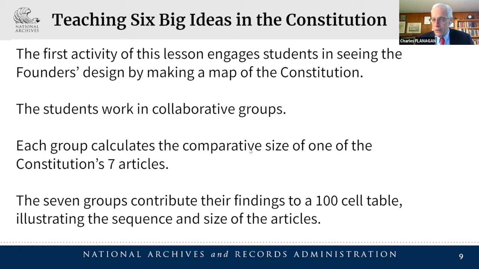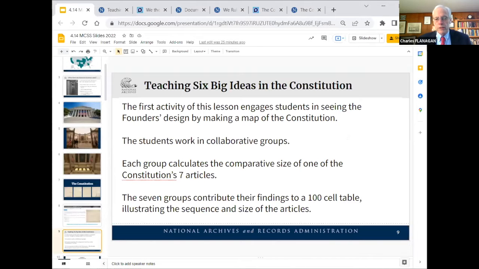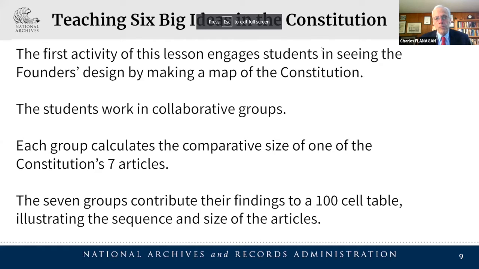They're going to work in collaborative groups. And you make 7 groups, and each group calculates the comparative size of one of the Constitution's 7 articles. Then the 7 groups contribute their findings to a 100-cell table, illustrating the sequence and size of the various ideas. And so I'll show you how to do that.